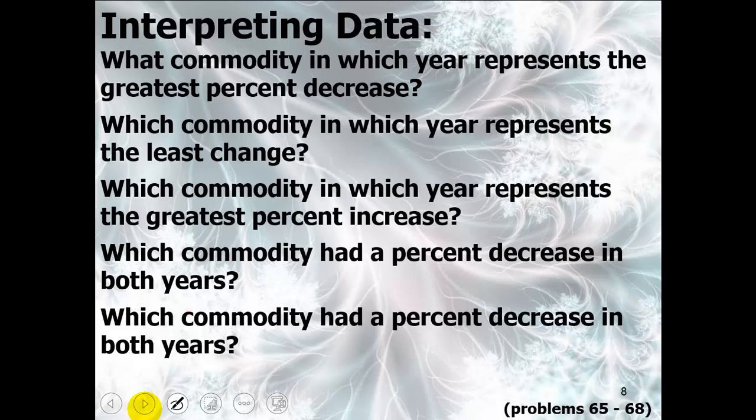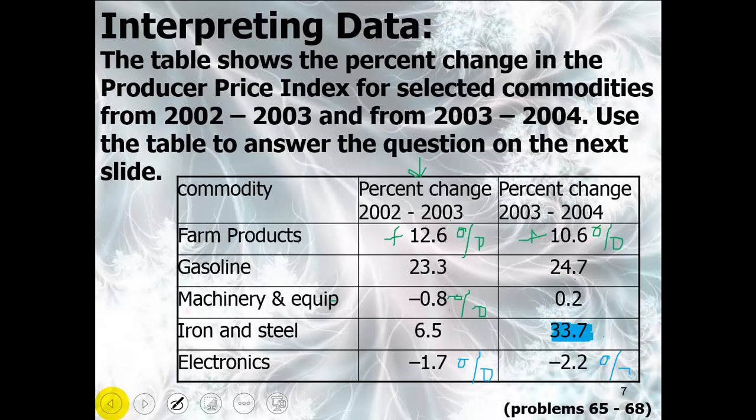What commodity in which year represents the greatest percent decrease? The greatest percent decrease. So we're looking for a negative number and the biggest negative number we can find. We have to look at all the negatives and compare all the negatives. Here's a negative, and here's a negative. The largest negative, the one furthest from 0 if it were on a number line, would be this negative 2.2. It's the largest decrease.